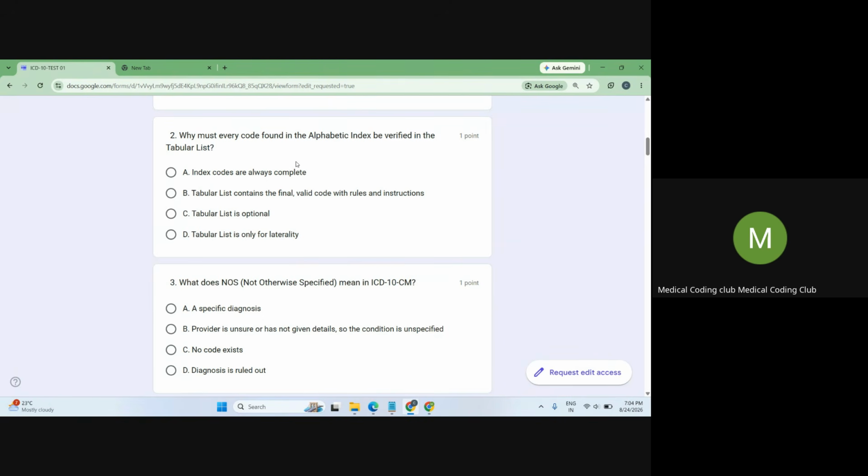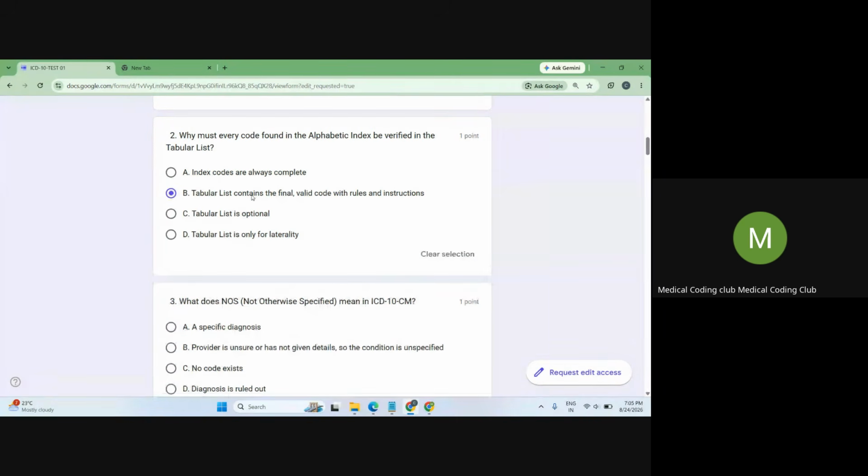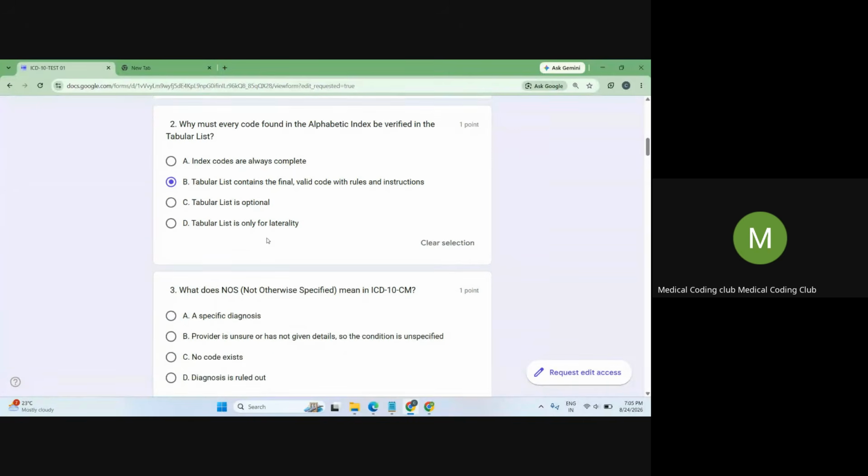So we will come to tabular list with the alphabetic index direction, and for any exclude one notes, code first, code also, use additional, exclude two instructions. All of these instructions you will be finding in the tabular list only, so that you have to finalize your ICD code with the tabular list. Okay, option B is correct.